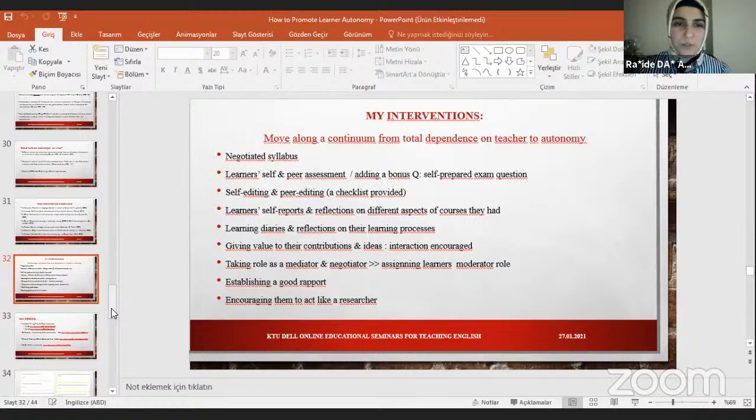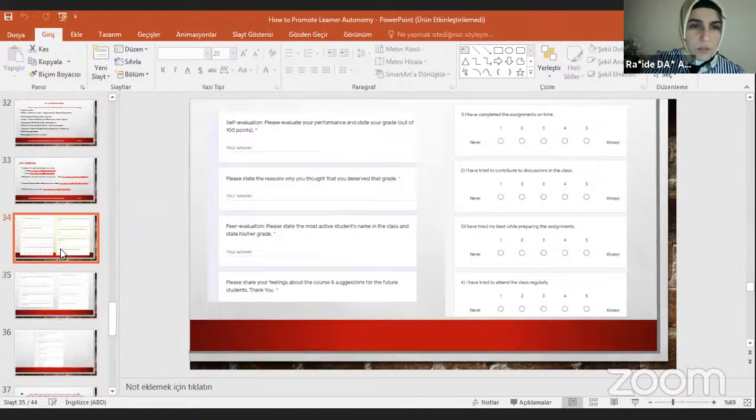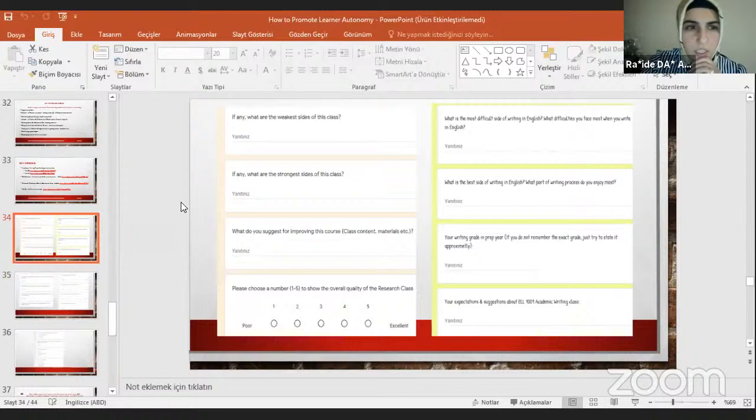So as a teacher, as a practitioner, I have some ways to make my students move along a continuum from total dependence on me as a teacher to full autonomy. So what am I doing? I just want to take my students' opinions so as to integrate their ideas into my syllabus at the very beginning of the term. For instance, I'm doing this for my MA classes. Let me show the way. I'm using some Google documents, and for instance, here on the right side, yes.